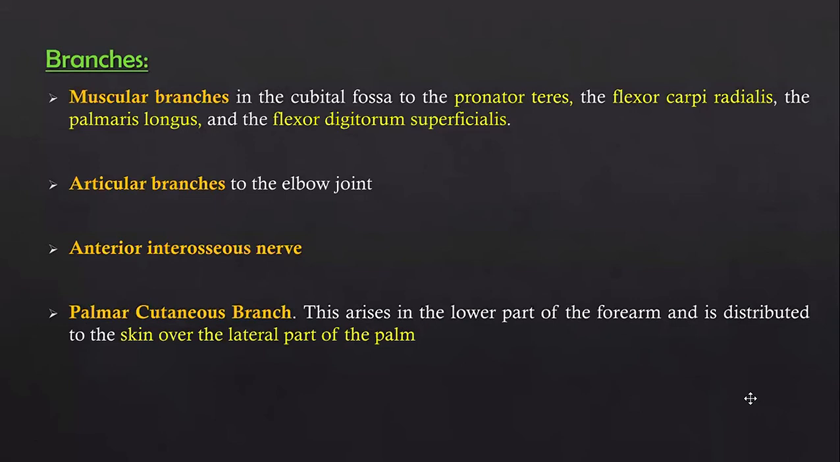Branches of the median nerve: the muscular branches in the cubital fossa to the pronator teres, the flexor carpi radialis, palmaris longus, and the flexor digitorum superficialis muscles. It also gives off articular branches to the elbow joint. It gives off the anterior interosseous nerve and the palmar cutaneous branch to the skin over the lateral part of the palm. So it innervates the lateral part of the palm.